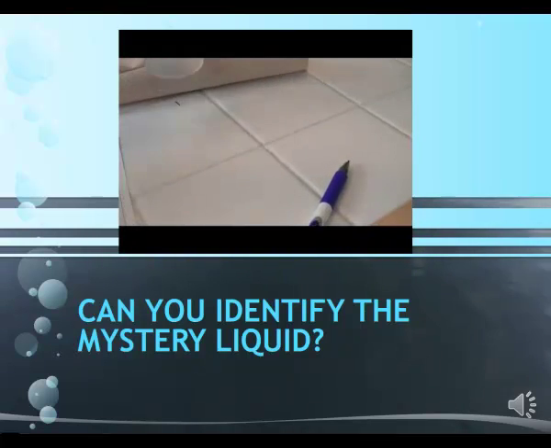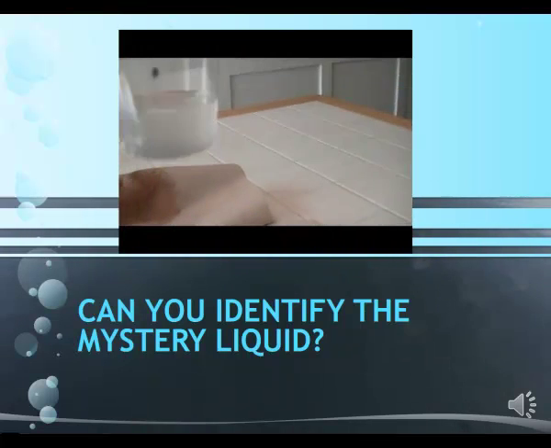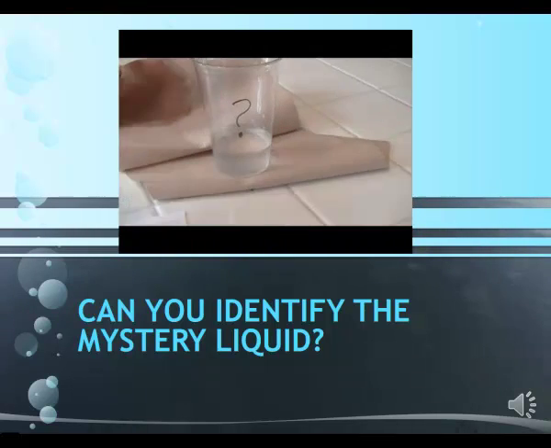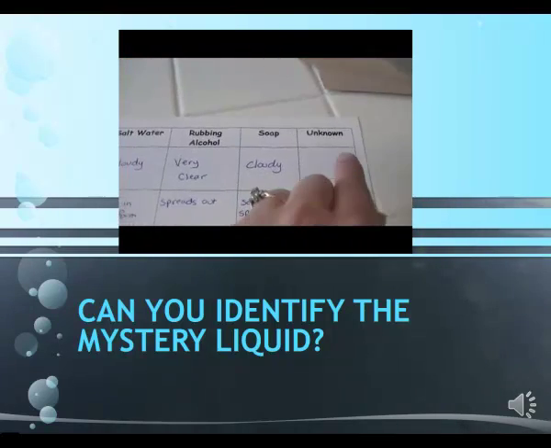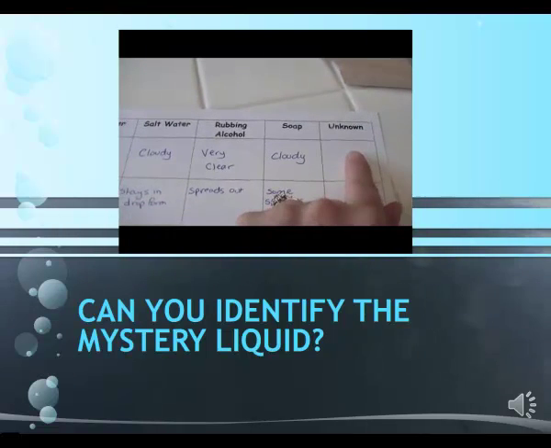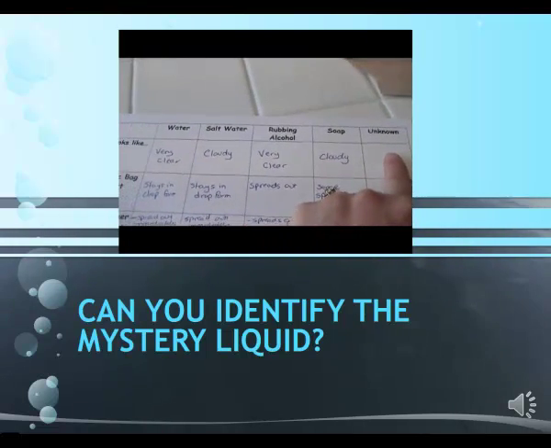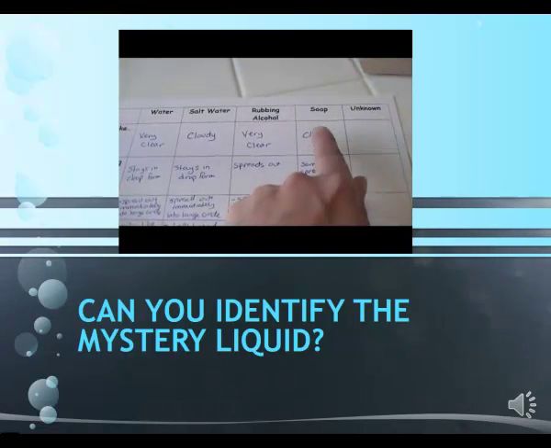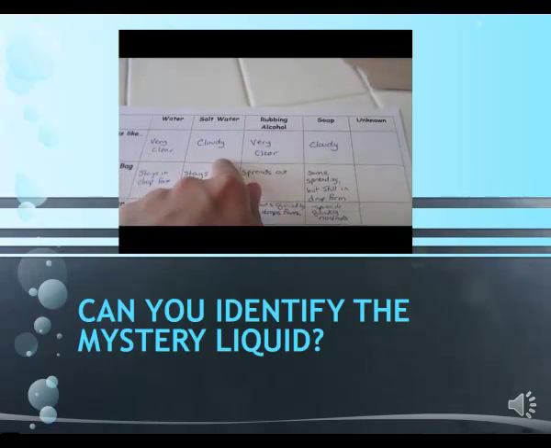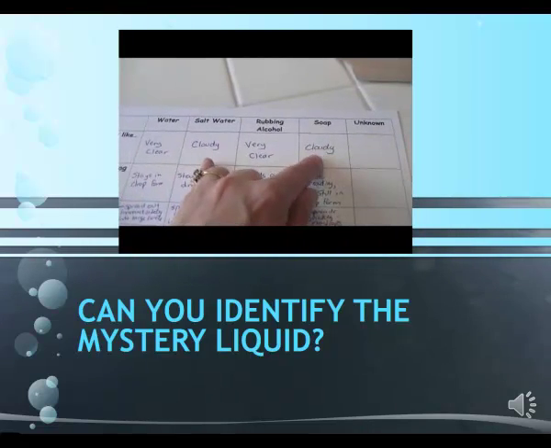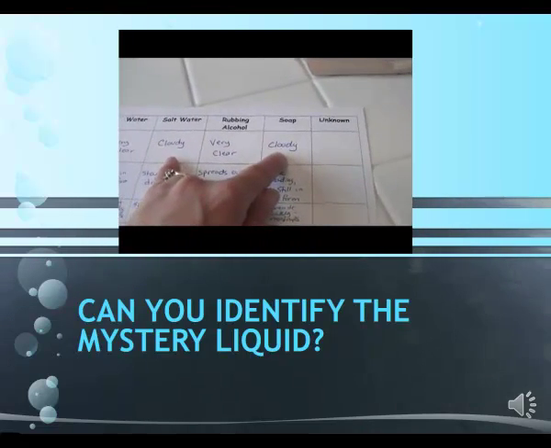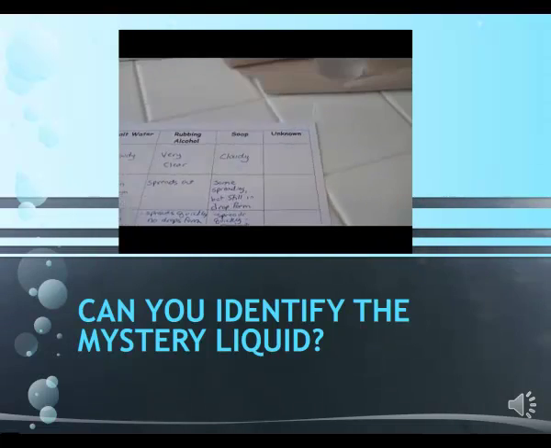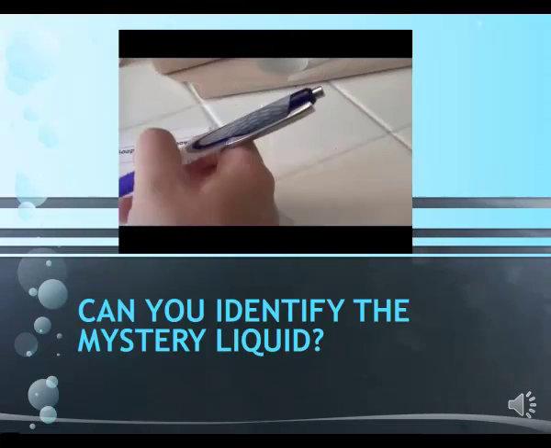And if I look at the color, it's a little bit cloudy. So I would mark on my table that it was cloudy. And right off the bat, I'm already assuming it's either going to be soap or salt water, just based on what I've seen here. Now, we shouldn't go with what we see all the time. We need to check again and again. So let's do our other test.